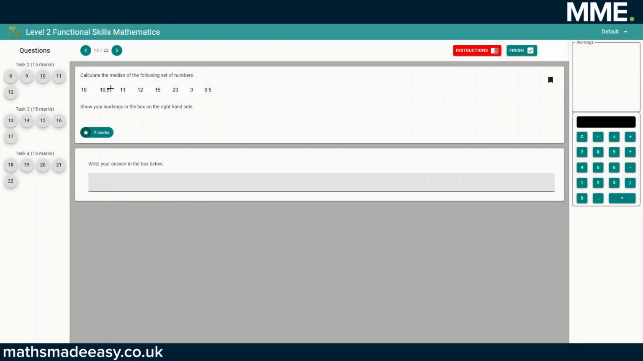Sticking with the same topic, the next question asks us to calculate the median of the following set of numbers. So median is the middle value. So what we're going to have to do first is write the numbers given in order from smallest to largest. So starting off, we have 9 and 9.5 are the first 2 values. We'll cross them off as we go through them just to make sure we don't miss any out or double count any. Then next 2 values are 10 and 10.5. Cross these out. Then we have 11, 12, then finally 15 and 23.